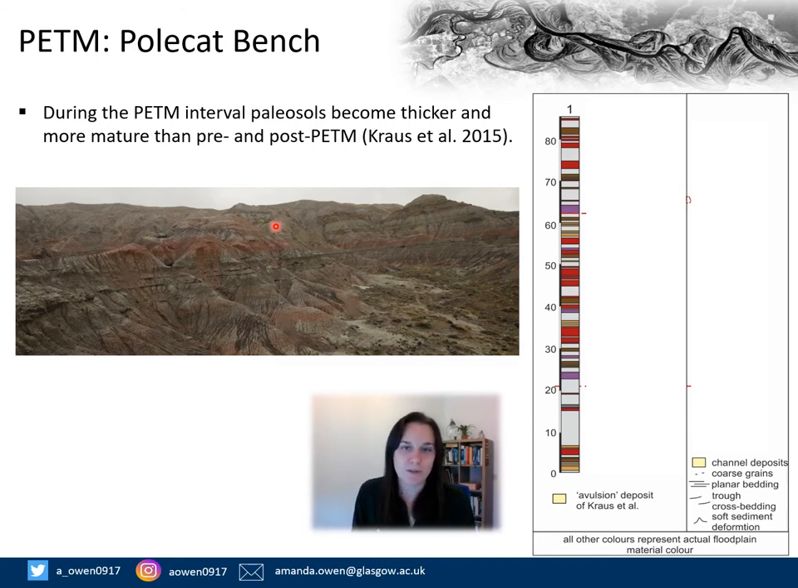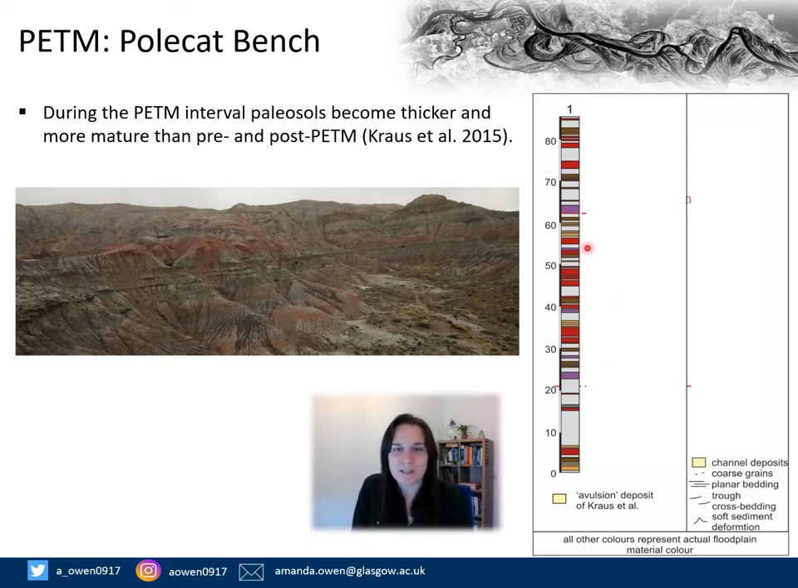We can also record information, for example, the colour of the rock. So we can see in here, even though it wasn't a particularly nice day that we went here, hence the grey photograph, that some rocks are red and some are grey. So this is a very simplified sedimentary log here. And this red line here represents pre-PETM. This is the PETM interval here, and this is post-PETM.